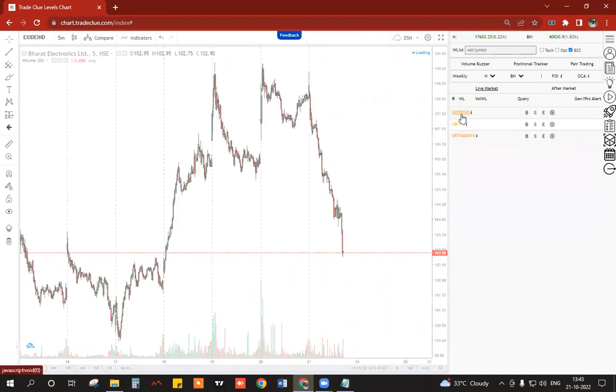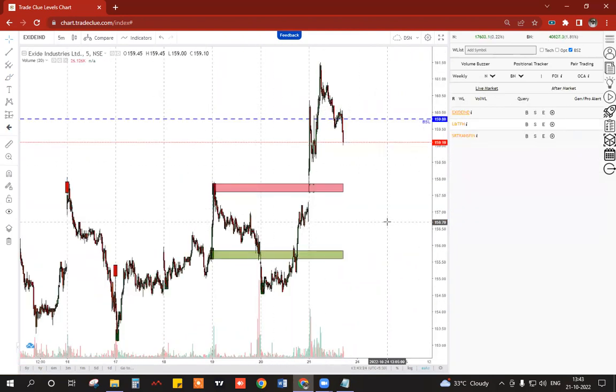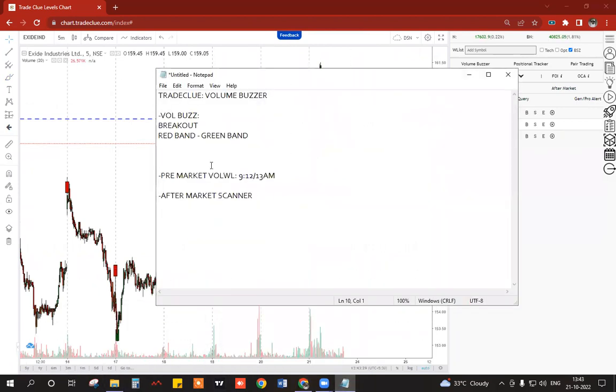So from here, we'll just check how the structures happened throughout this month basically. Over here, pre-market, basically we are interested in volume buzzer breakout, red and green band. The pre-market volume watch list gets updated by 9:12 a.m.